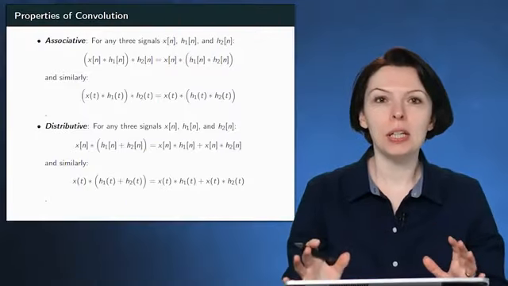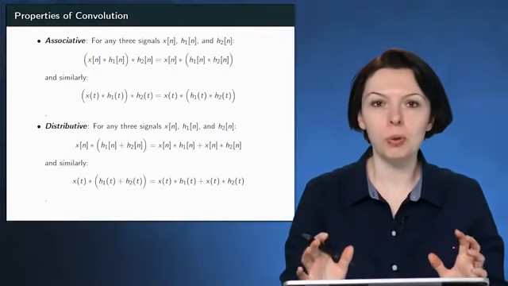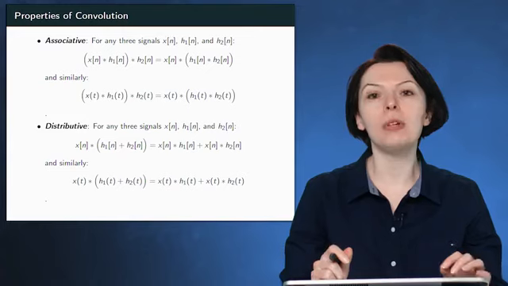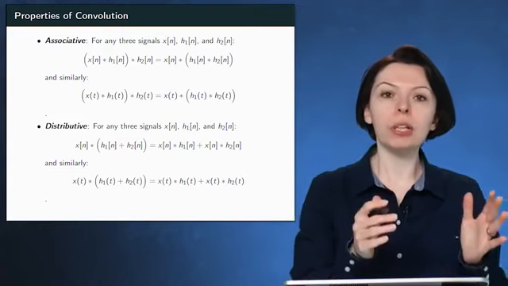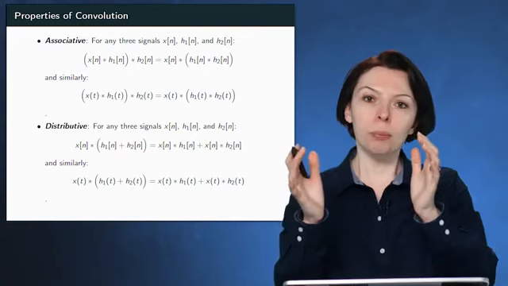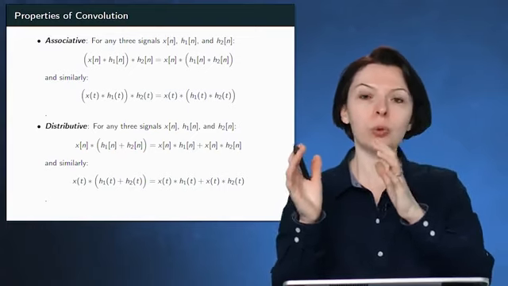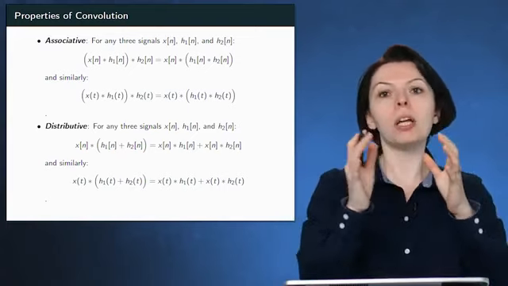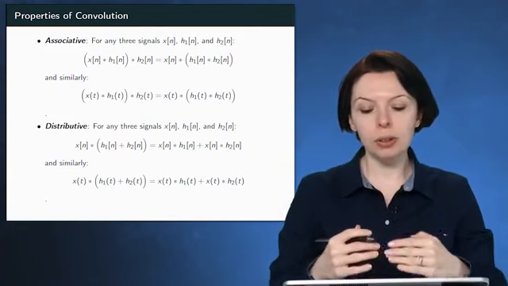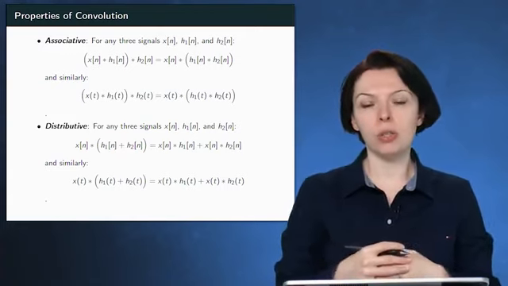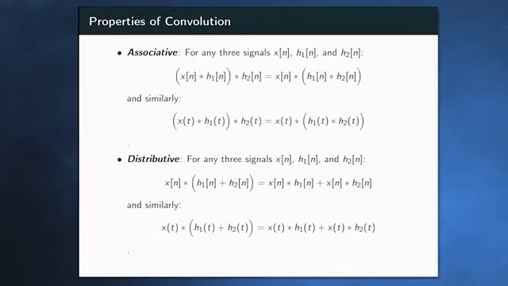The last property of convolution is the distributive property, which says for any three signals x of n, h1 of n, and h2 of n, x of n convolved with h1 plus h2 is going to be equal to x of n convolved with h1 plus x of n convolved with h2 of n. The result is similar for the case of continuous time convolution.